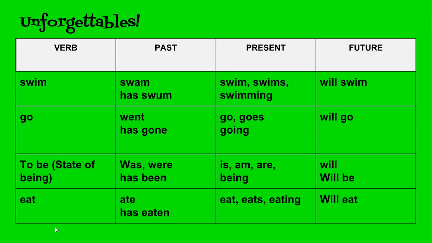Here are some examples. If the verb is swim, past tense is swam or has swum. Present tense is swim, swims, or swimming, and future is will swim. Okay, so if you are talking about how you swam and you went to a pool and swam there. Anyway, you get the point.